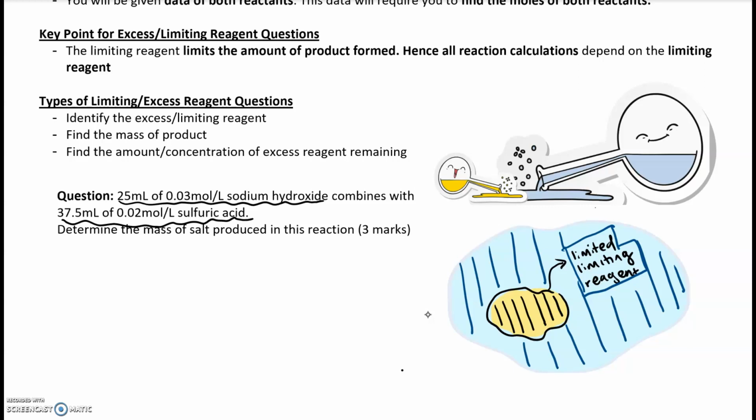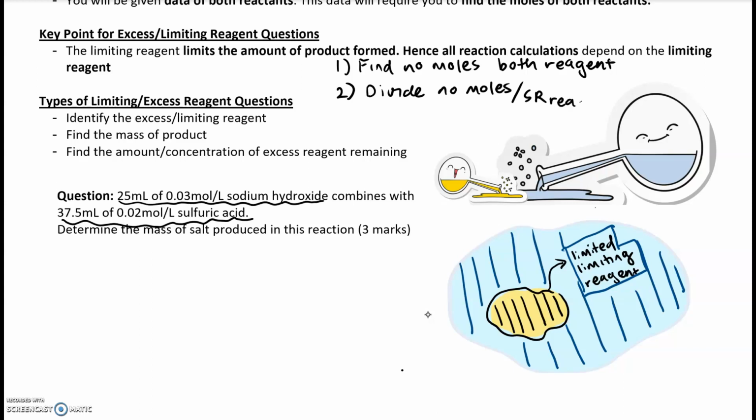So now that we know how to identify excess/limiting reagent questions, how do we approach them? Now there are 3 broad steps. Step 1 is to find the number of moles of both reagents. This will help us identify the excess and the limiting reagent. In step 2, we're going to divide the number of moles by the stoichiometric ratio of each reagent. And this will conclusively tell us what the limiting reagent is. Finally, we are going to apply the stoichiometric ratio to determine any other substances in the reaction, such as the product. Now, given we have our plan of attack, let's delve into this question.